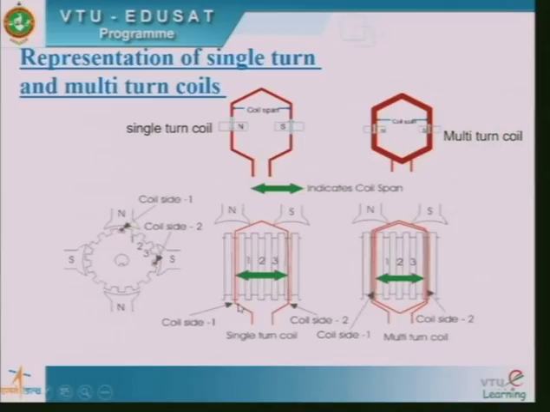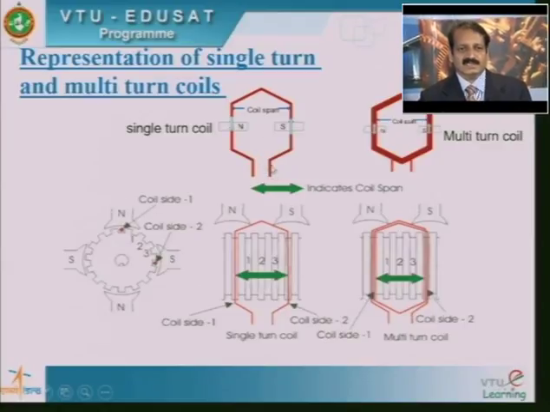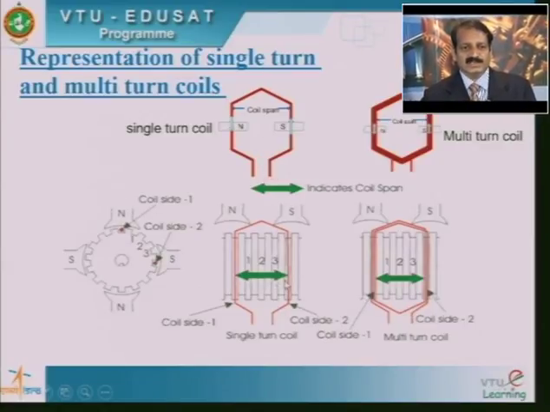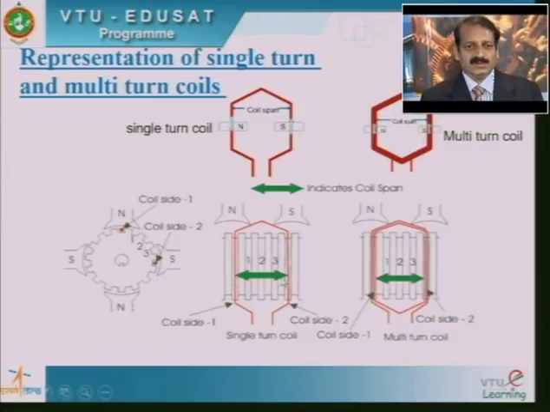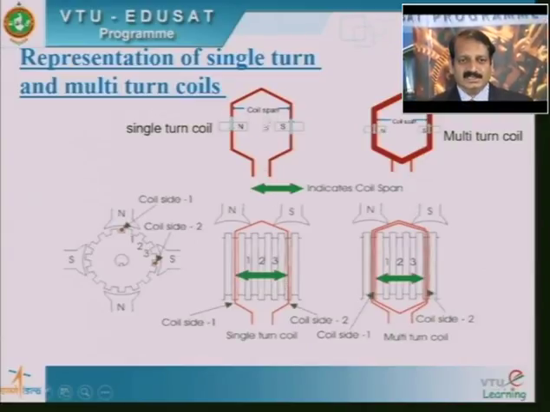When we look at the difference between single turn and multi-turn coils, here we have a single turn coil. That means coil side 1 is placed in the first slot and the other coil side is placed in the other slot, and it has only one turn. This is the representation of a single turn coil, and the distance between the two coil sides in terms of armature slots is called the coil span, and it is denoted here.